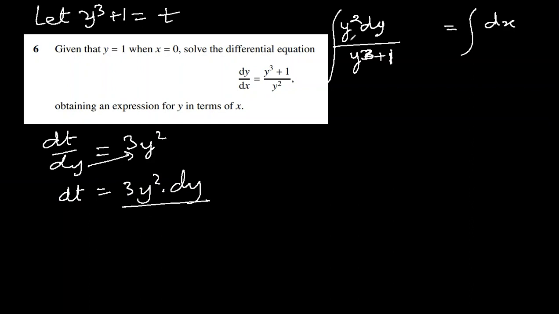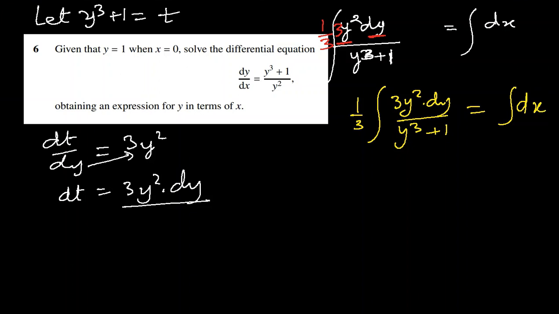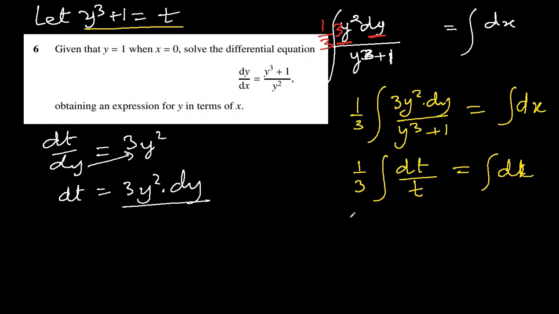And look here, we have y square, we have dy, we don't have 3. So let's put 3 in front and divide by 3, like this. So what is our new situation here? It will be 1 over 3, y squared dy over y cube plus 1 equal to integration of dx. Okay. Now, since this is dt, we will substitute it by dt now. And this we assume that t, y cube plus 1 is t, equal to dx. And we can integrate easily now.